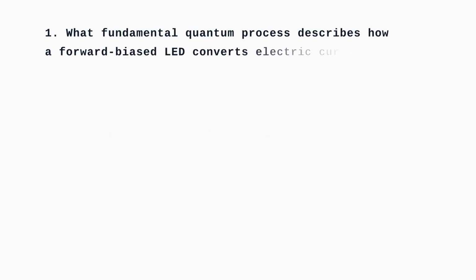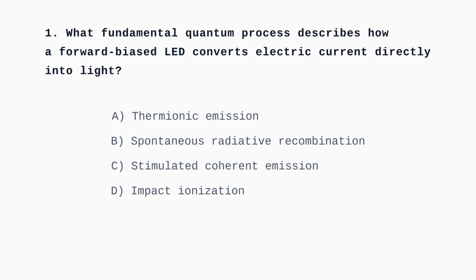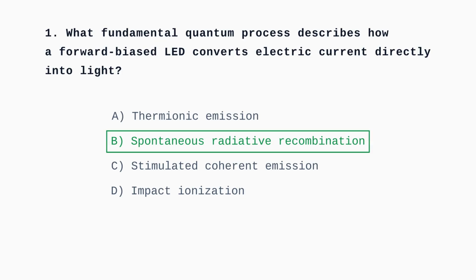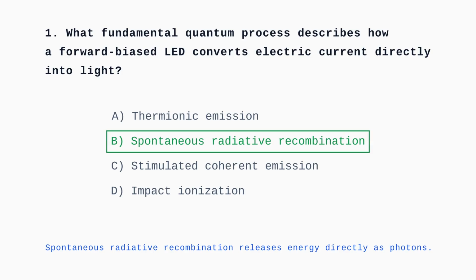Question 1. What fundamental quantum process describes how a forward-biased LED converts electric current directly into light? In a forward-biased p-n junction, injected electrons and holes spontaneously recombine across the bandgap, releasing their excess energy directly as photons.